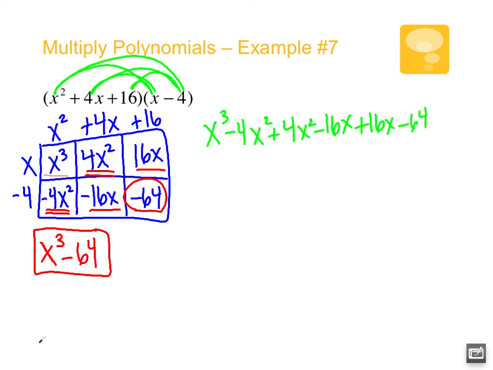So again, we see negative 4x squared, positive 4x squared becomes 0. Negative 16x, positive 16x becomes 0. And you're left with x to the third, subtract 64. So again, you're going to get the same answer either way. It's up to you which method you would like to use. Again, box is a good way to organize your work, but if you can do it with the arcs, totally fine.